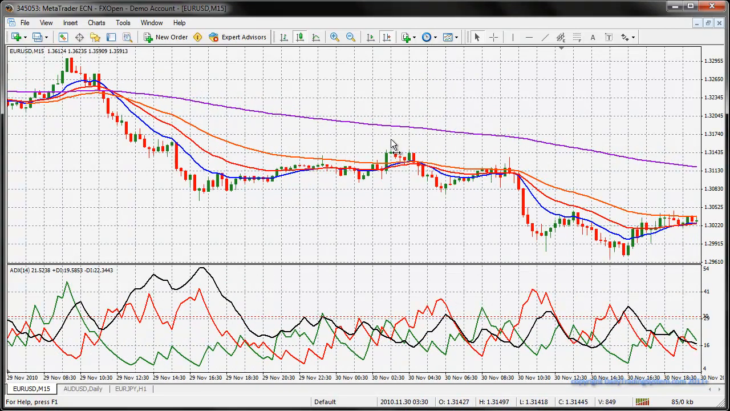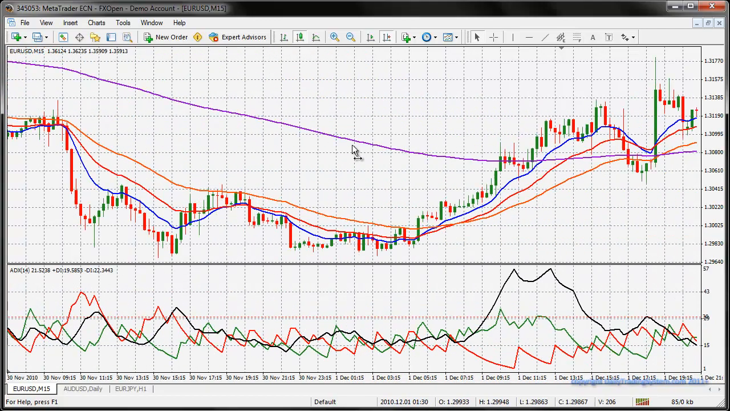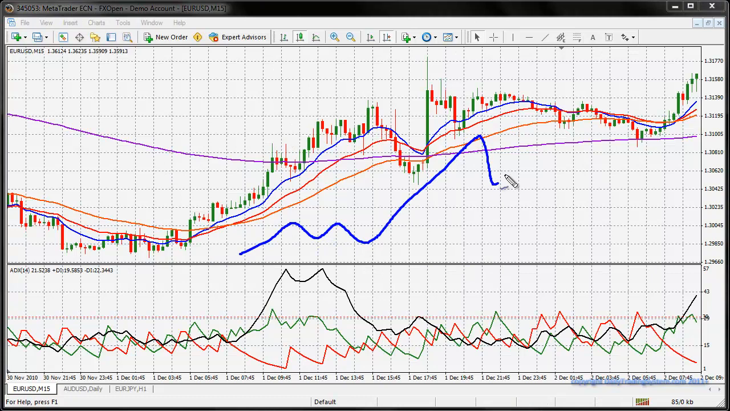So you're going to see trend changes appear more often. But these will be like trend changes inside a trend change. For instance, you might have a trend going up. This could be your main trend, and this could be your daily time frame.